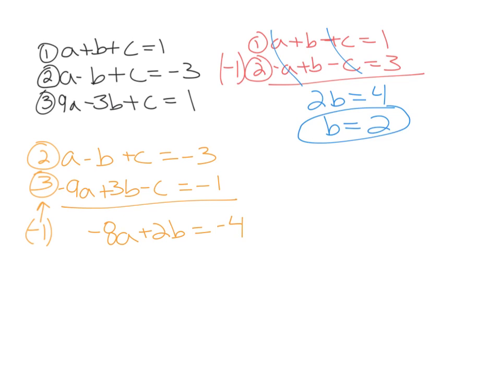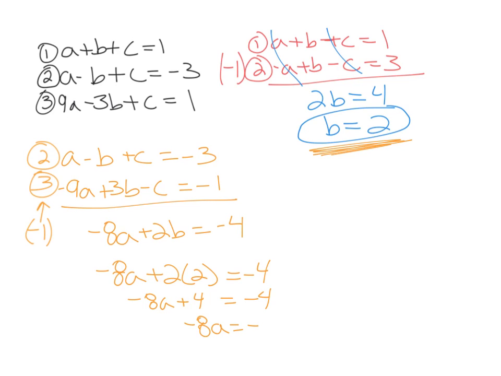If I were to plug in 2 for this value, I get negative 8a plus 2 times 2, because once again my b value is 2. That's equal to negative 4. This would give me negative 8a plus 4 equals negative 4. Subtract 4 from both sides. And finally, we would see that a is equal to positive 1. Once again, this isn't our answer, it's part of our answer, and we want to remember to recall that later on. So currently I have a, b, and c.